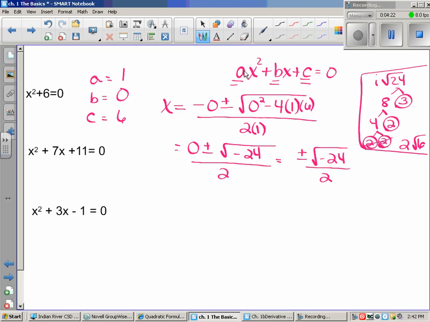So what does that mean? That means we have plus or minus 2i root 6 over 2. The 2's can divide, leaving me with plus or minus i root 6. And that would be your answer for that first one. Okay, excellent. Let's go ahead and do the next one.